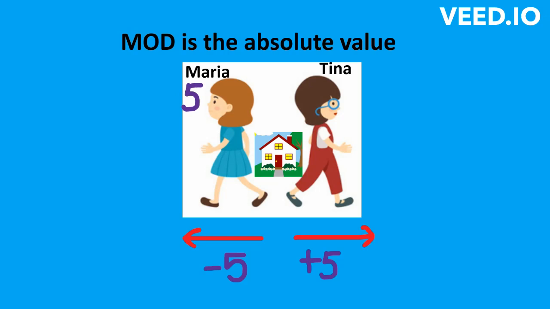Suppose I ask you, how much distance did Tina travel? The answer is again 5 miles, not plus 5 or minus 5. Why? Can you think of it? Because distance is absolute. We don't want to give it any sign, plus or minus, right? This is what we mean by absolute value, which is indicated by these lines here. This is absolute value or mod.